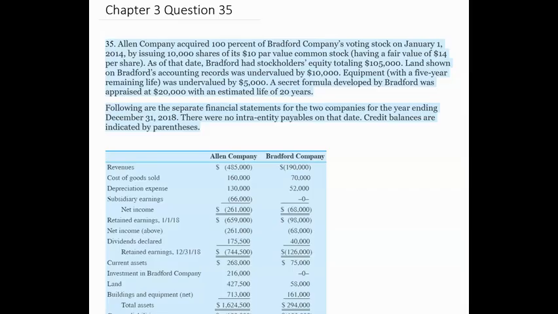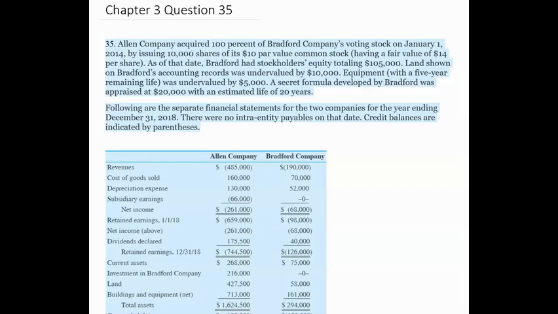Alright, land shown on Bradford's accounting records was undervalued by $10,000. Equipment was undervalued by $5,000. A secret formula developed by Bradford was appraised at $20,000. Okay, so those are the three accounts that have a different fair value than book value, and that's related to the allocation, how we allocate the fair value of the subsidiary.